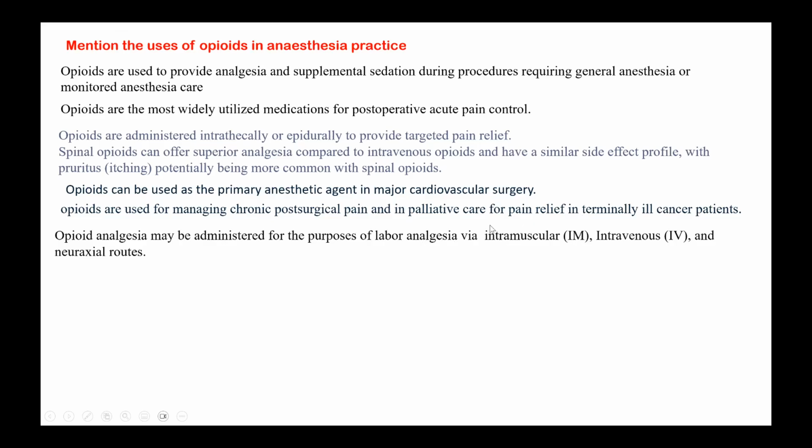And opioids are administered for labor anesthesia, either by intramuscular route. Pethidine is the common drug given for managing labor pain during the first stage of labor, and also it can be given as an IV infusion and also by the neuraxial route. And they are used in trauma and burns in acute settings to help restore hemodynamic stability by relieving the pain also. Okay? So these are the points.